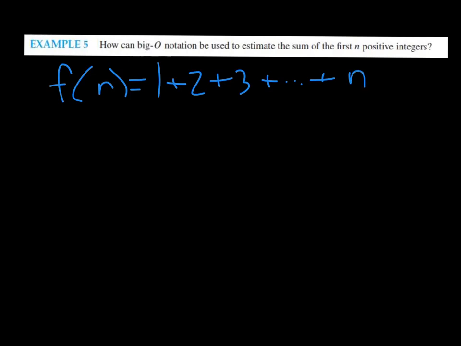Here's another one that's really useful. The example out of the book says, how can big O notation be used to estimate the sum of the first n positive integers? So what we're going to do is just define a function f(n) that'll just be 1 plus 2 plus 3 plus out to n. So watch what happens.